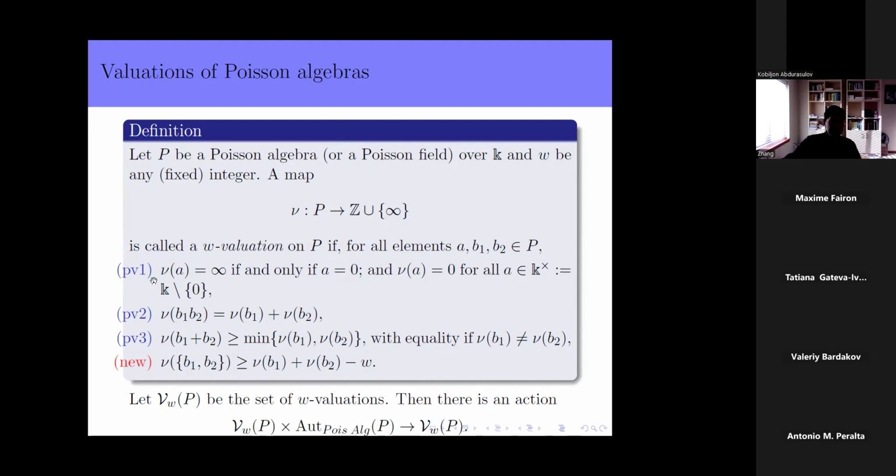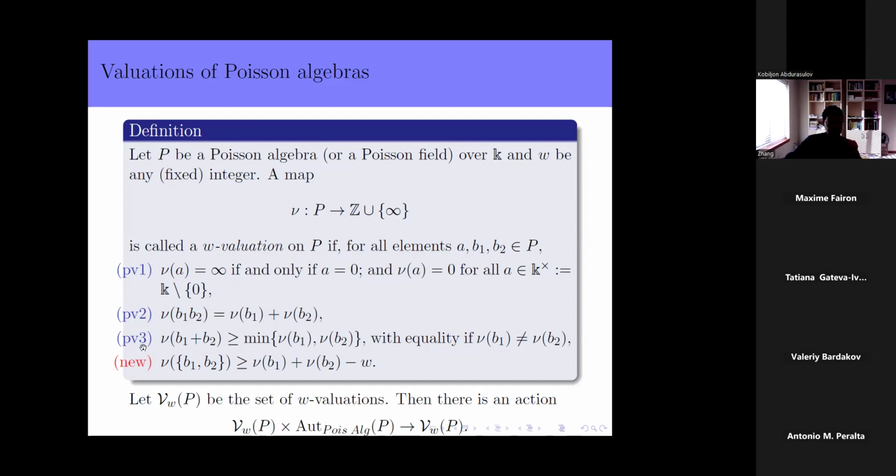So the first three conditions are the same, just the usual definition of valuation. If we start with a Poisson algebra or Poisson field over a base field K, now for the Poisson case, we introduce another parameter omega, or W, a fixed integer. Then a Poisson valuation mu is called a Poisson W-valuation if we have these four conditions.